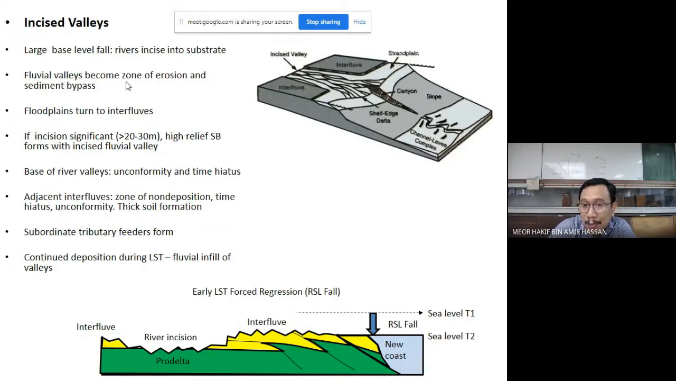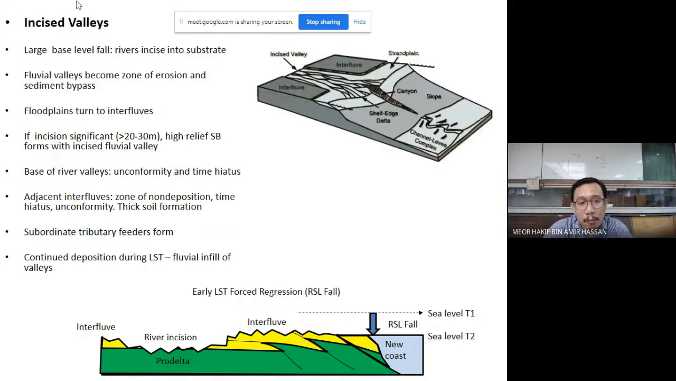What is meant by sediment bypass? It's basically a highway. If you have water flowing through here from the land to the sea, a lot of the sediment is not going to be trapped here. Most of it will just bypass it and go straight to the sea, and becomes dumped as part of the lowstand delta. And also part of the lowstand delta and the falling stage systems tract delta. Okay. So fluvial valleys become zones of erosion and sediment bypass.